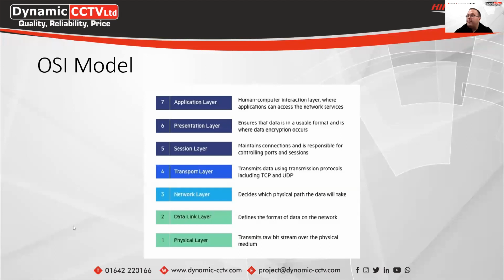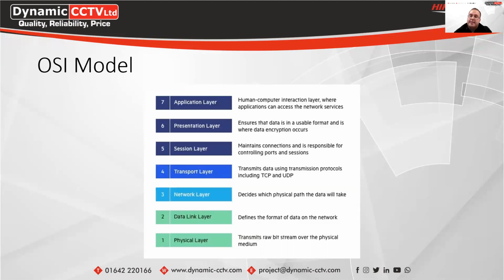A lot of people may be familiar with layer 2 and layer 3 switches. Your layer 2 switches work within the data link layer of the OSI model, and the layer 3 switches work in the layer 3 model, which decides the physical path that data will take. And this is where you can have your different VLANs set up on different ports on a switch. But this is generally being replaced now with the TCP/IP model.